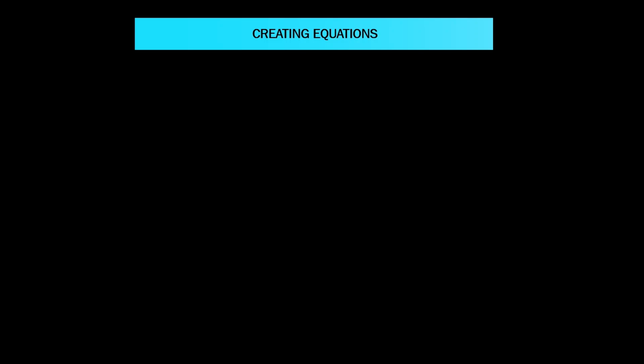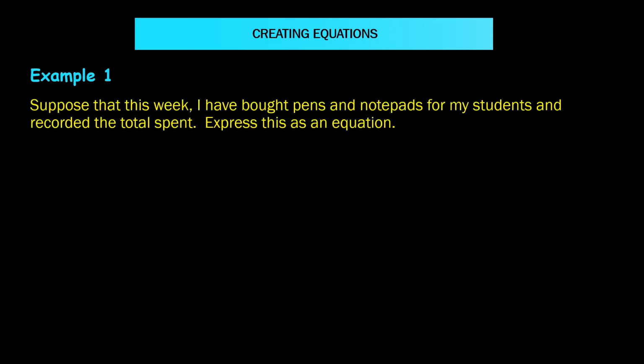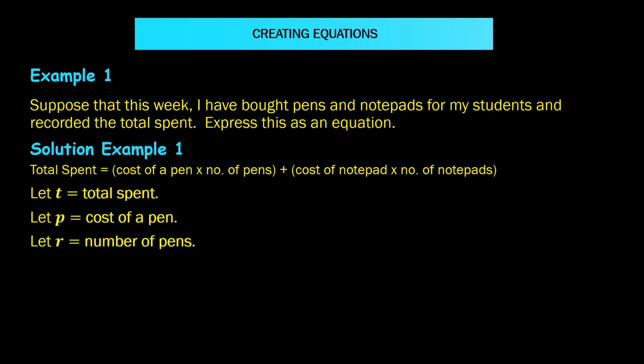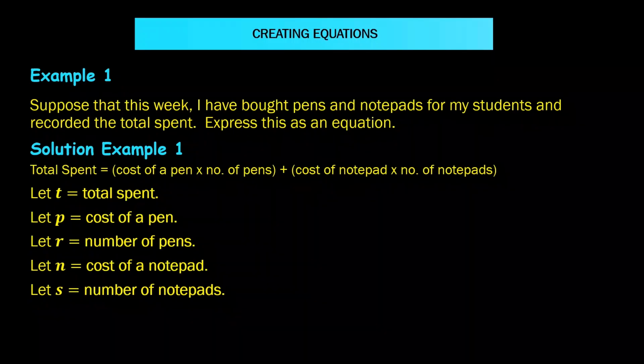Let's now take a look at creating equations. Suppose that this week I have brought pens and notepads for my students and recorded the total spent. Express this as an equation. So let's solve this. The total spent equals the cost of a pen times the number of pens plus the cost of a notepad times the number of notepads. Let T equal total spent. Let P equal cost of a pen. Let R equal number of pens. Let N equal cost of a notepad. And let S equal the number of notepads.